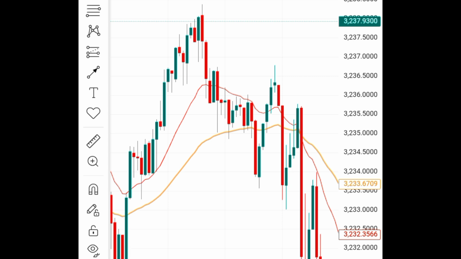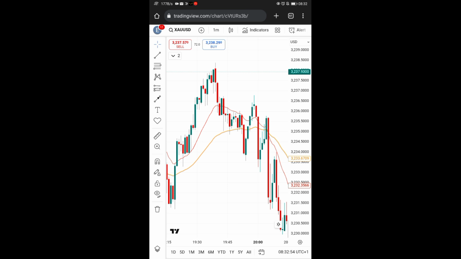So this is the 1 minute. How are we going to make this strategy very effective for us? We are going to check out the bearish part of this, and we are going to check out the bullish part of it. How are we going to make use of this? One, we are going to make use of these two indicators.